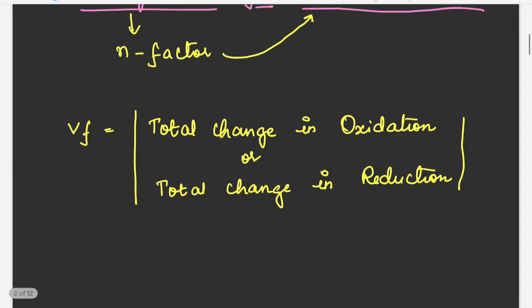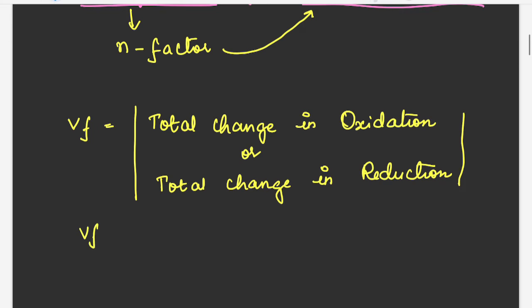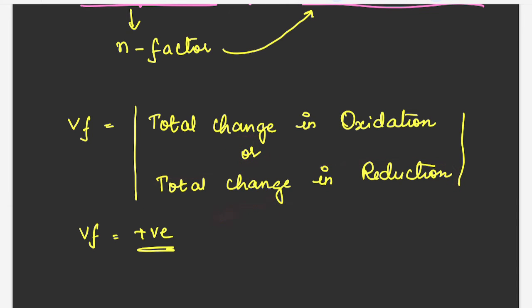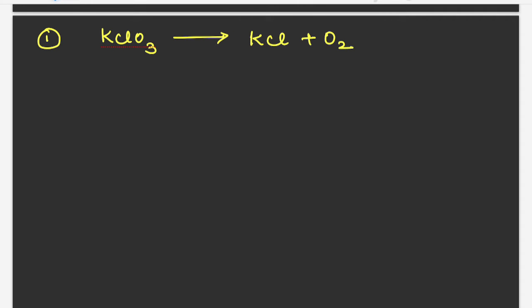So this is the formula you are going to use, and always remember that valency factor will be positive. It will not have a negative value, it will be positive. So either consider total change in oxidation or you have to consider total change in reduction. So let us take one example to understand. The first example we are going to take is KClO3 giving KCl plus O2.